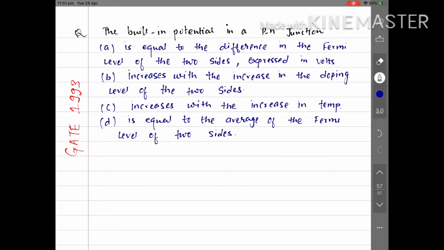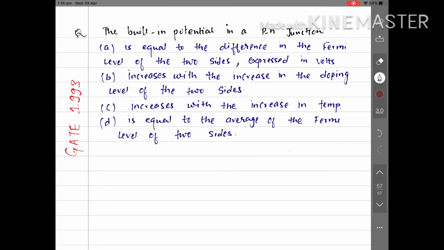The question is: the built-in potential in a PN junction. The options are: A, is equal to the difference in the Fermi level of two sides expressed in volts; B, increases with the increase in the doping level of the two sides; C, increases with the increase in temperature; and D, is equal to the average of the Fermi level of two sides.